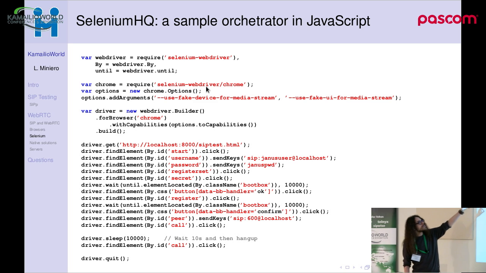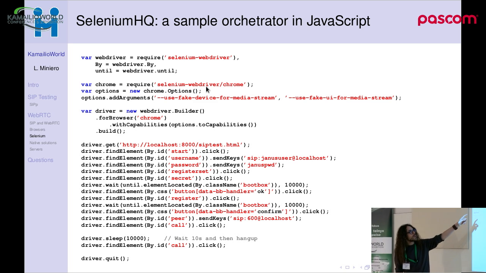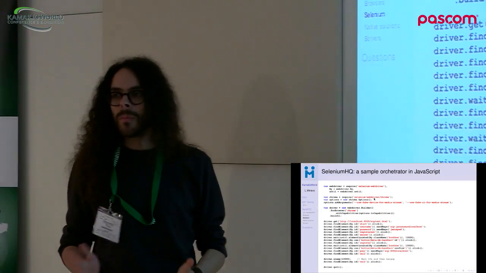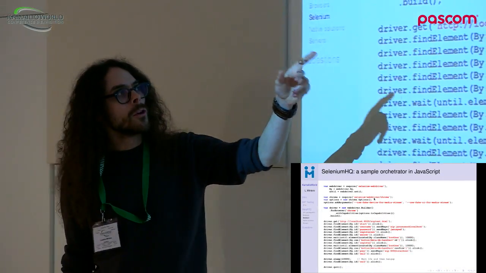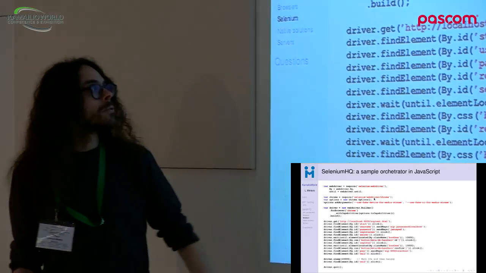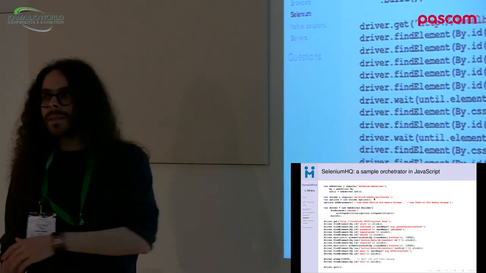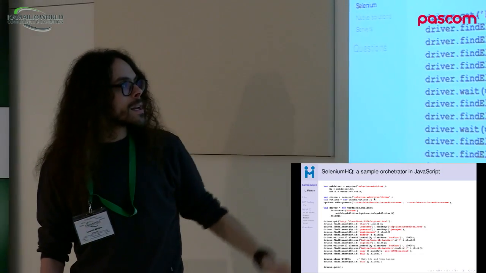So the first thing it says: open the Selenium WebDriver, do it for Chrome, use a fake device, so I'm not going to use a real webcam or a real microphone and so on. Don't ask me for any permission, that's that flag over there. Then open this web page over here, which is the SIPP test demo, and then do a few steps in sequence.